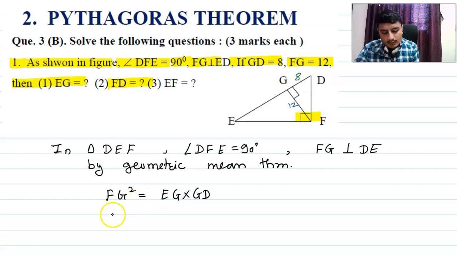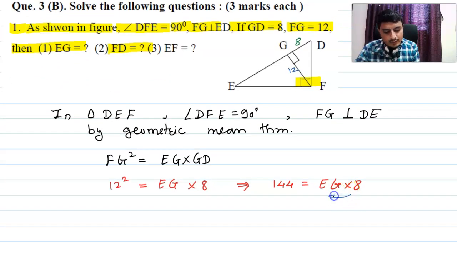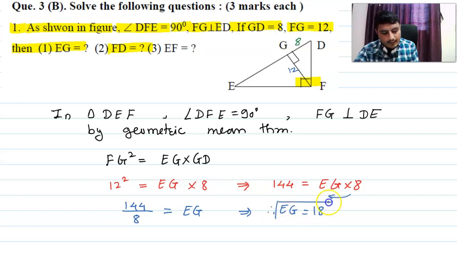Try to replace by their values. FG value is 12, so 12 square equals EG into GD, and GD value is 8. So 12 square is 144, that equals EG into 8. To evaluate EG, shift 8 from RHS to LHS, so we get 144 divided by 8 equals EG. Now 144 divided by 8, we get EG equals 18. Let's substitute 18 on the figure: EG equals 18.